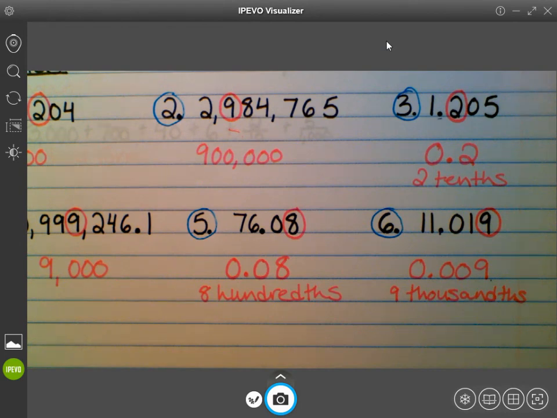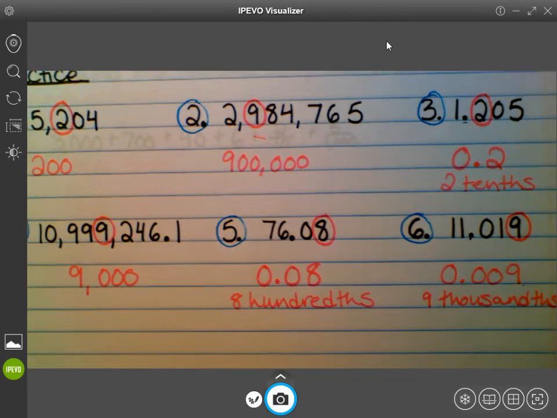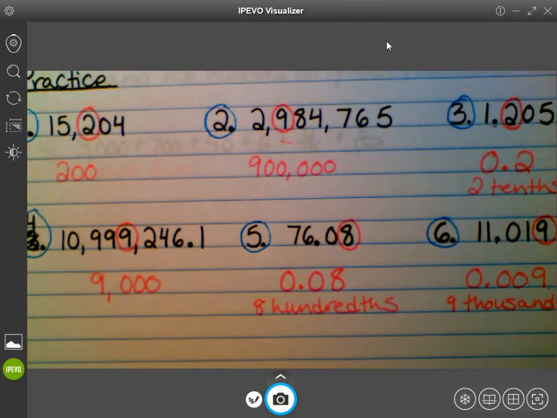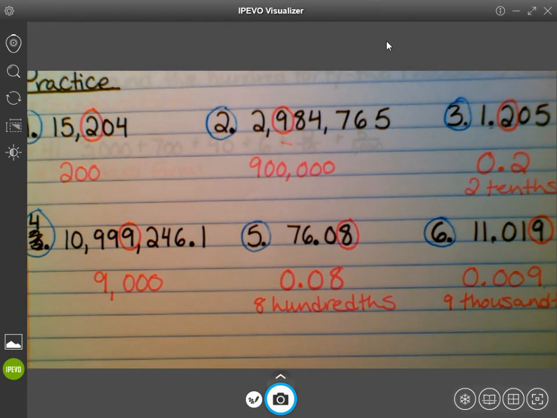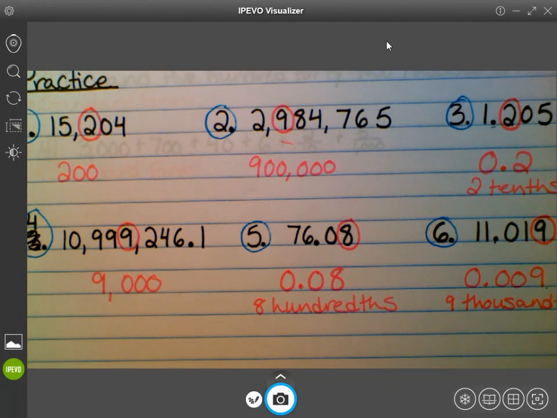But good job today recognizing place values. What I would like you to do for homework is to go and play Prodigy for 20 minutes. And I have it so that you are practicing some problems with decimals and with place value.